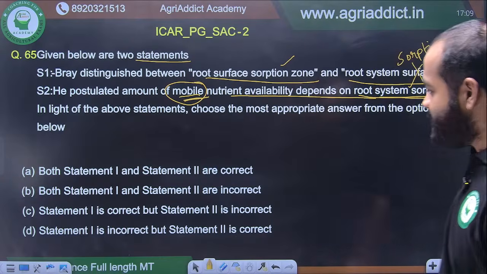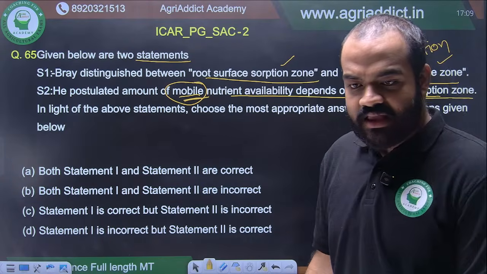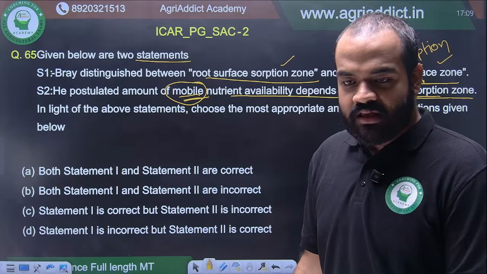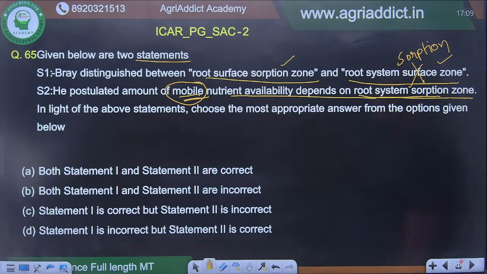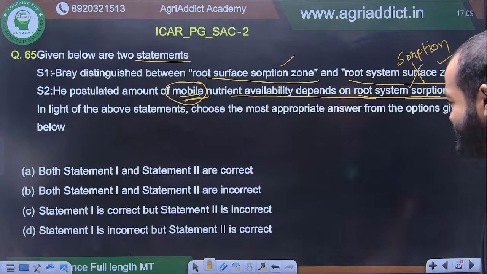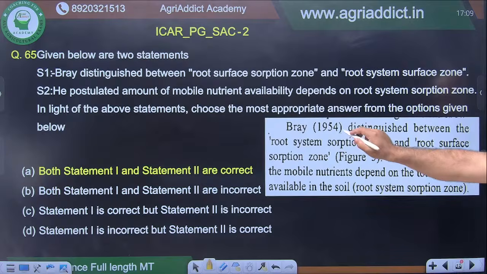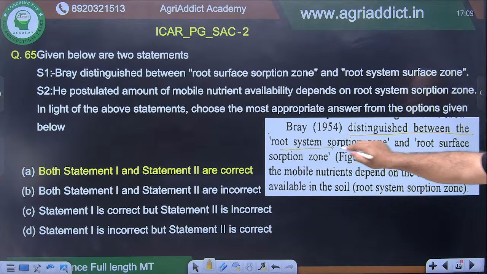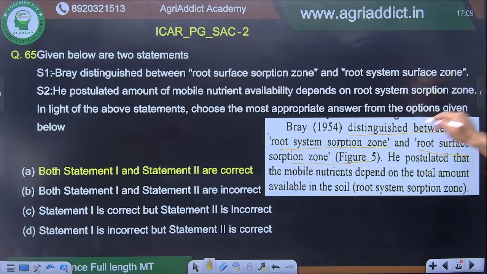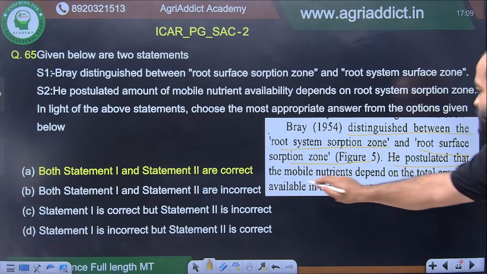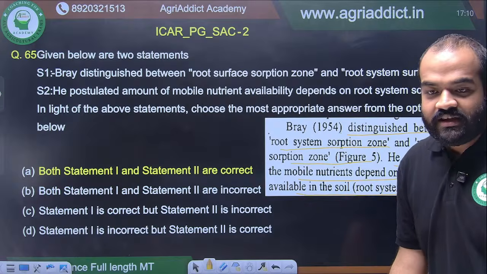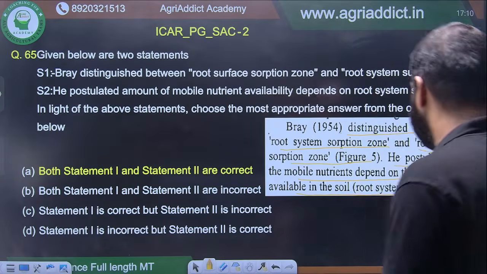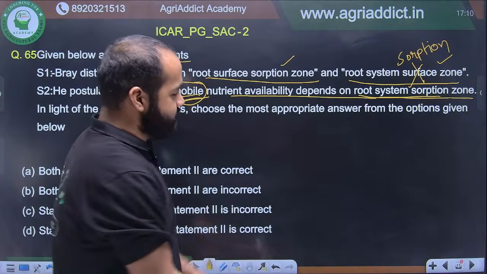And you are saying statement 1 is correct, but statement 2 is incorrect. Why? Statement 2 is incorrect. No, statement 2 is not incorrect. Bray distinguished between the root system sorption zone and root surface sorption zone, right? He postulated that the mobile nutrients depend on the total amount available in the soil. That is the root system sorption zone. I think you have a problem in understanding here. Don't worry, I will try my best to make you understand.